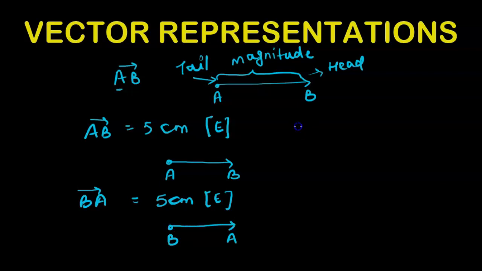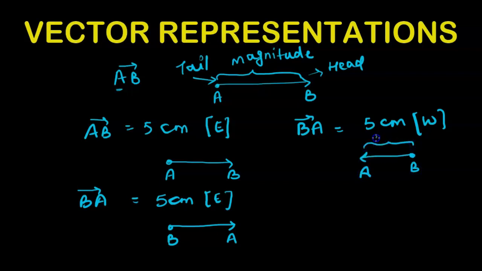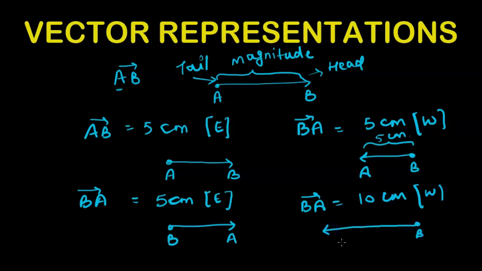Let's say you're asked to draw a vector BA that is 5 centimeters west. Then B is still the tail. The first part of the vector is always the tail. The second part is always the head. So this is B, this is A, and this is 5 centimeters. Let's say we have to draw BA that is 10 centimeter west. All that we have to do is B is here and we just make double of what we made on the top. So this is BA vector with 10 centimeter as the magnitude.